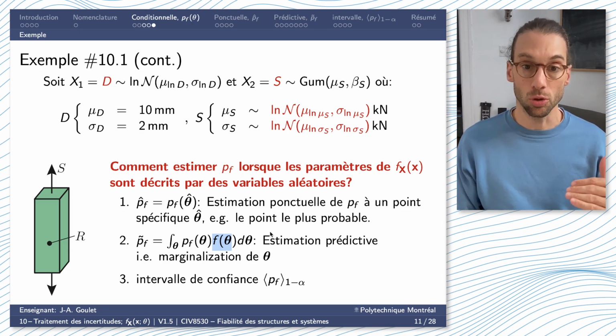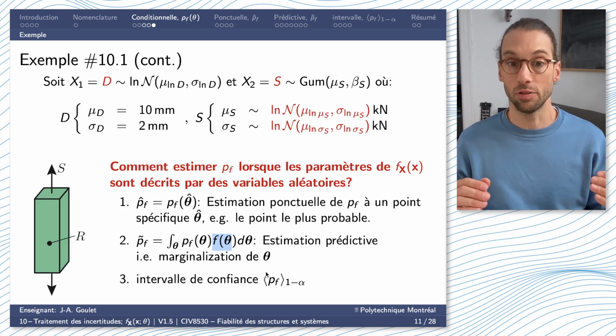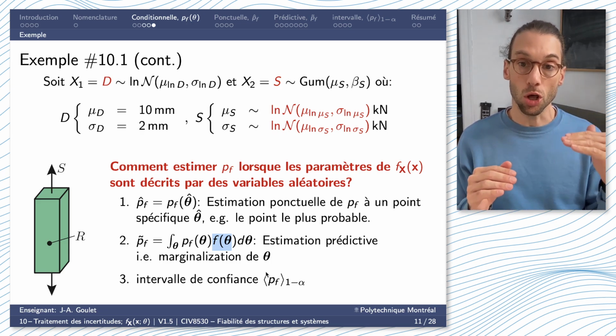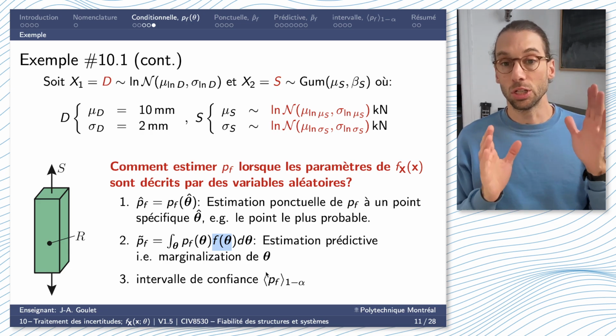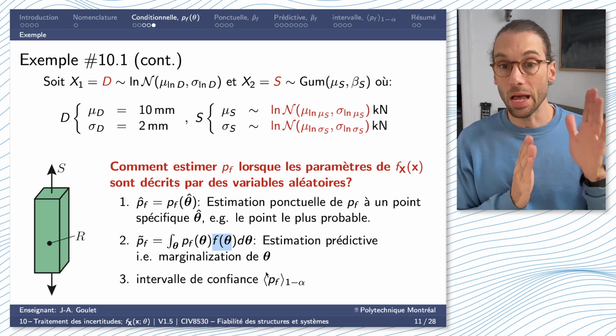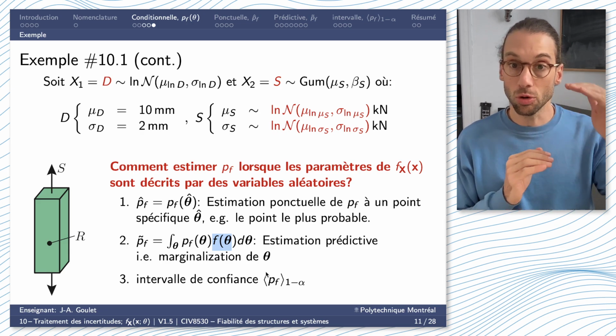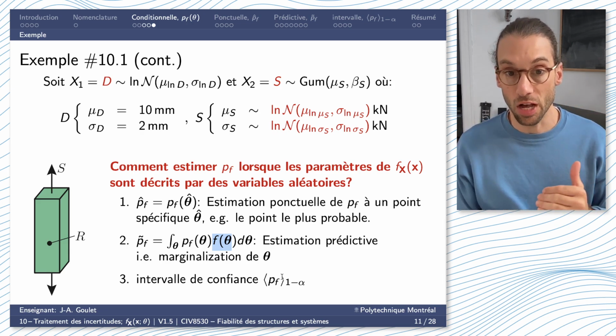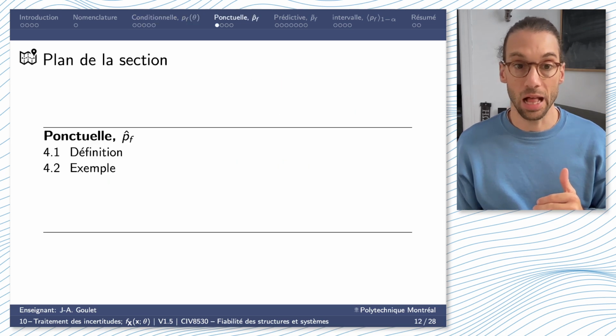And finally, my third option is to build a confidence region. So to have a lower and upper bound to include where my failure probability could be, in order to attain a given level of confidence 1 minus alpha.